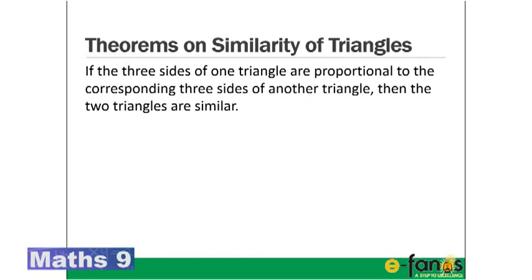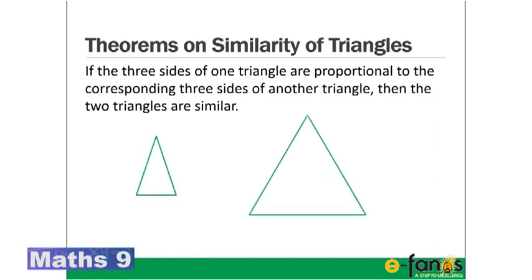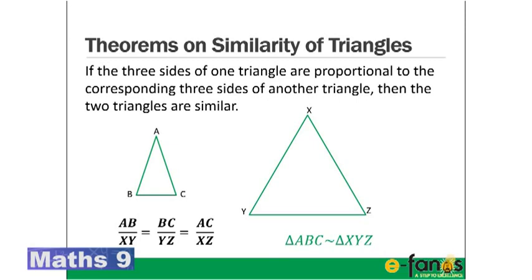If the three sides of one triangle are proportional to the corresponding three sides of another triangle, then the two triangles are similar. So if we have two triangles, ABC and XYZ, then we need the ratio AB over XY to equal the ratio BC over YZ and the ratio AC over XZ. And then we can say that triangle ABC is similar to triangle XYZ. This is the SSS, or side-side-side theorem.